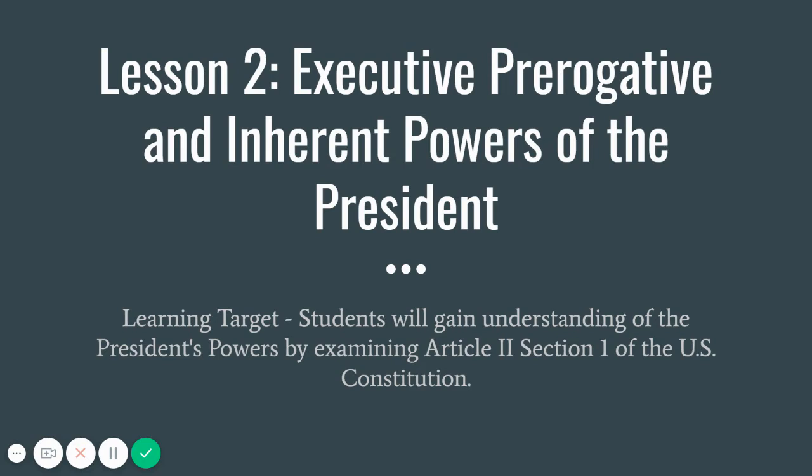Now remember, the U.S. Constitution is the rule book of our nation, and so it's very important that we have a clear understanding of how to interpret it when we read it. So here we go.